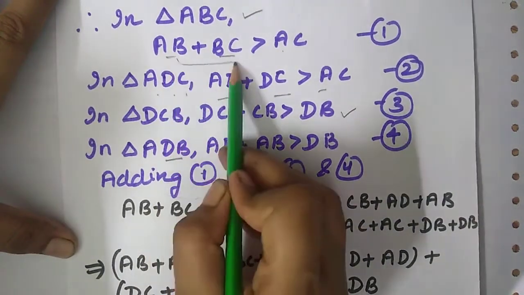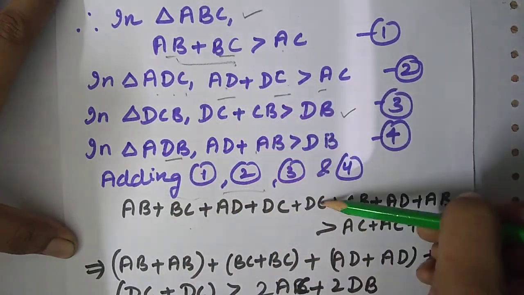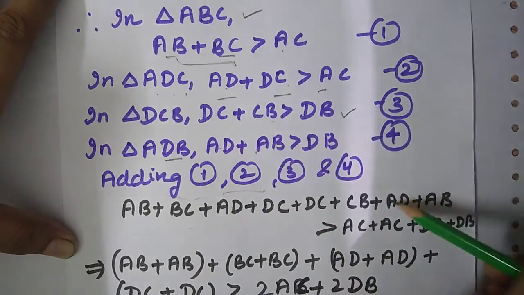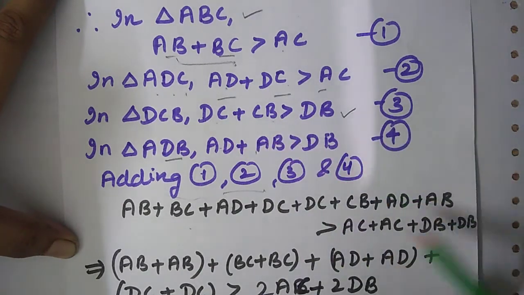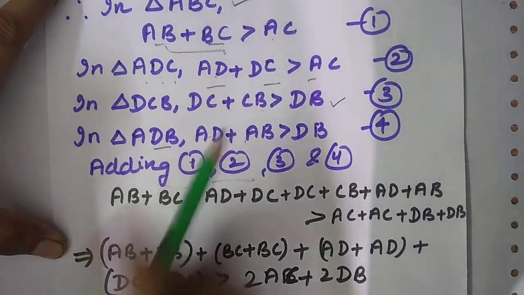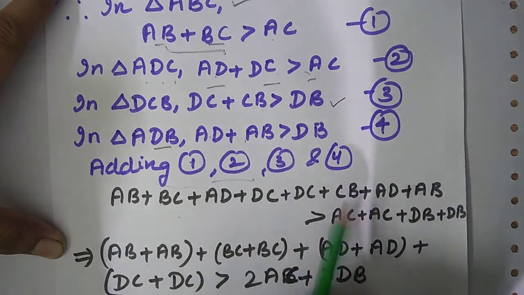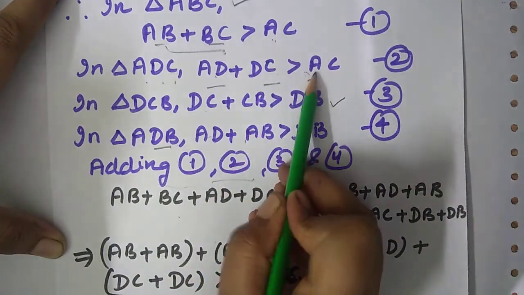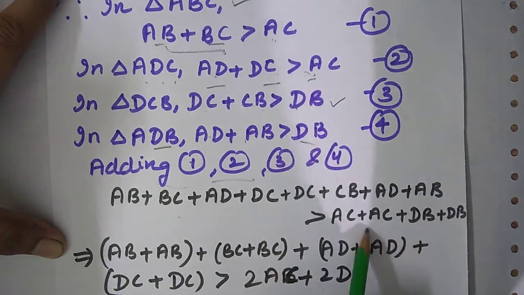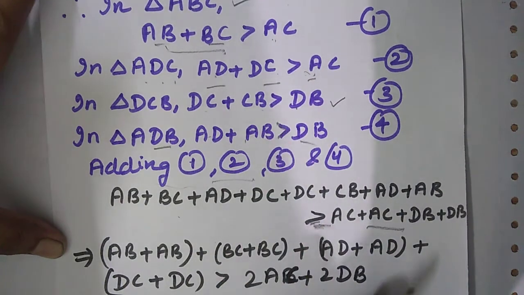So it will be AB plus BC plus AD plus DC plus DC plus CB plus AD plus AB. Okay, left side must be added to left and right must be added to right side. So on right side I am getting AC plus AC plus DB plus DB. Okay, sign remains same, as this is greater than, so sign remains same.